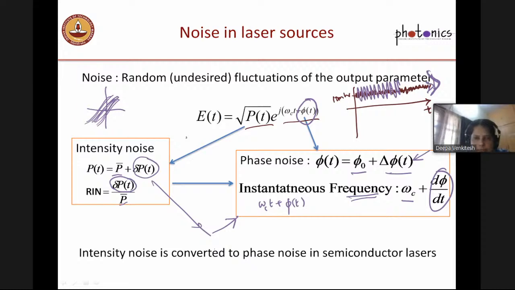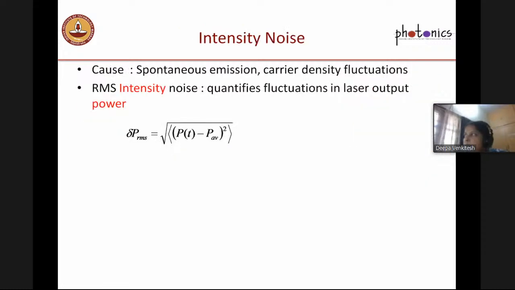But not for NPRO lasers. So we move on to intensity noise. The reason for intensity noise is again spontaneous emission. There could be pump fluctuations, so there could be carrier density fluctuations, and so on.